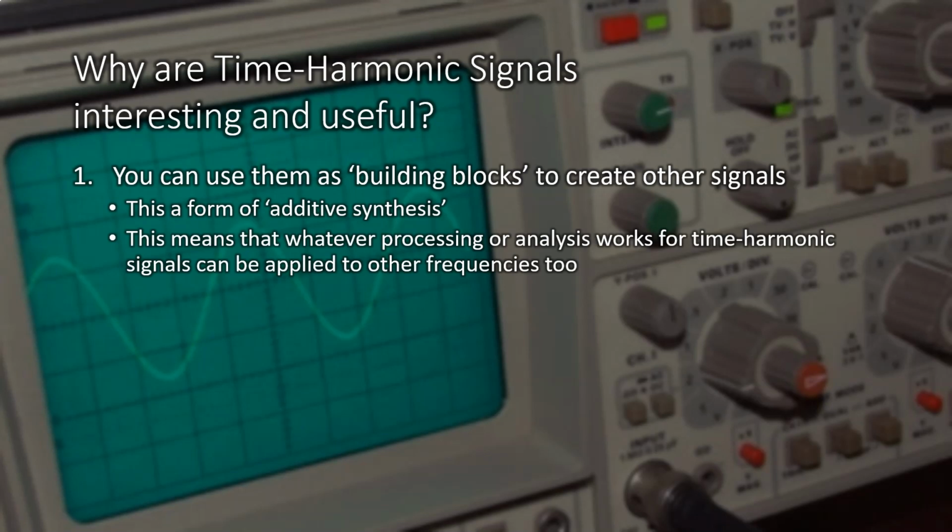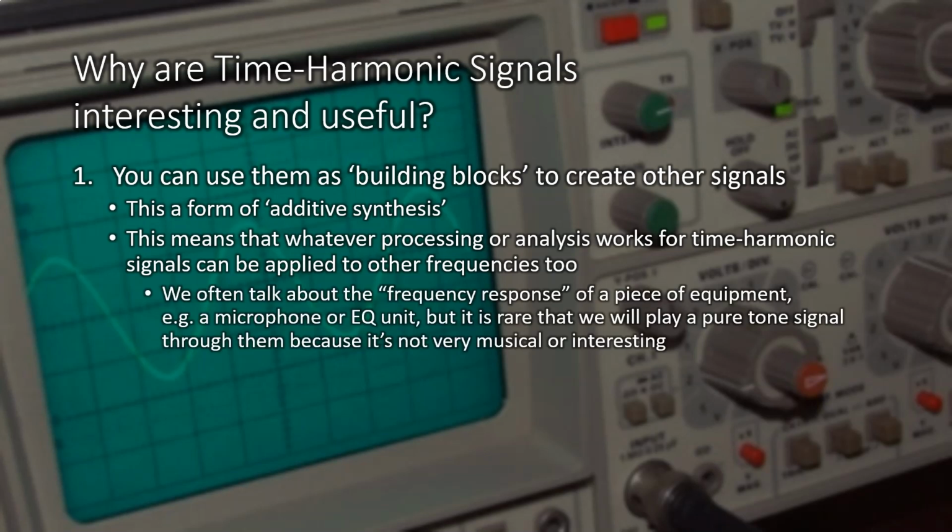In terms of our maths and our understanding of signals and systems, it's interesting because it means that whatever processing or analysis works for time harmonic signals can be applied to other frequencies too. And you probably already do this if you work in audio. We often talk about the frequency response of a piece of equipment, e.g. a microphone or an EQ unit. The frequency response being the response when you put a frequency through it, when you put a time harmonic signal through it. But it's rare that we'll actually play one of these pure tone time harmonic signals through, because they're not very musical, they're not very interesting to listen to. Probably not going to do it very much.